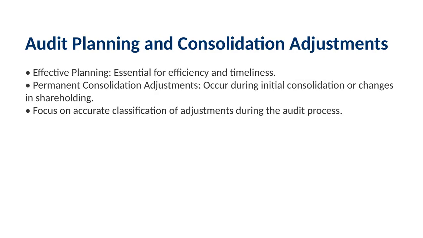Of course, effective planning is key to ensuring the audit is efficient and timely. During this process, you need to pay special attention to consolidation adjustments. There are two types you must distinguish. First, we have permanent consolidation adjustments. These are the ones made only during the initial consolidation or whenever there's a change in shareholding. Keep these in mind as you move forward through the group audit process.